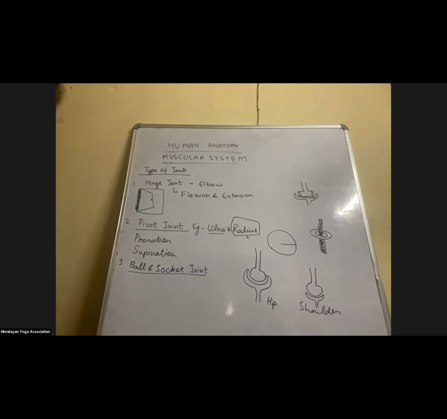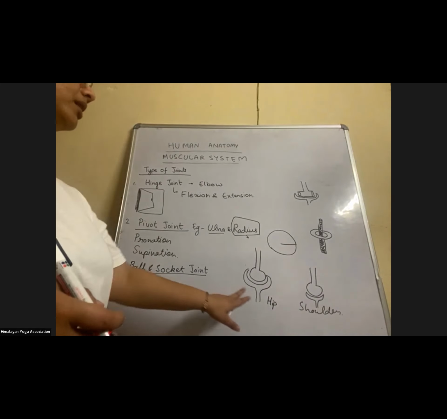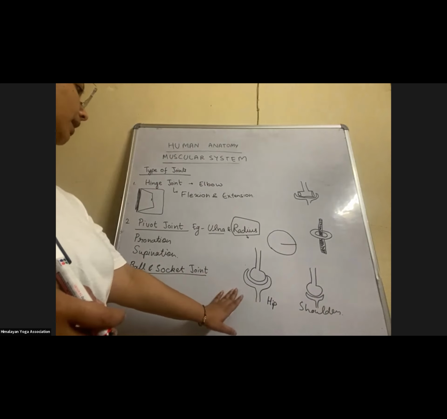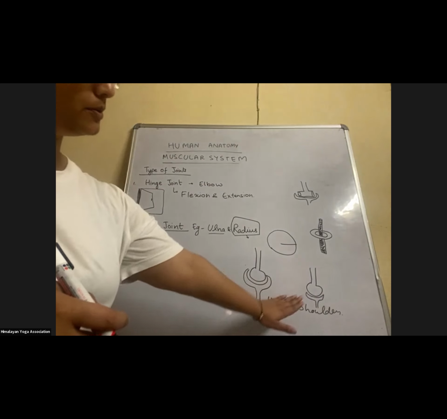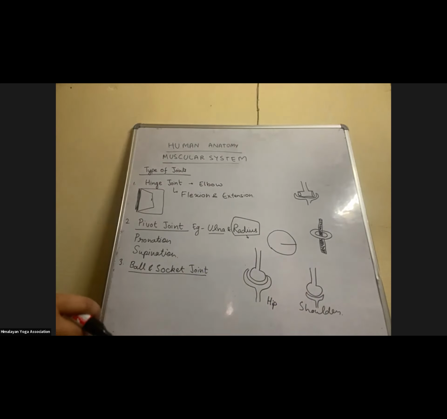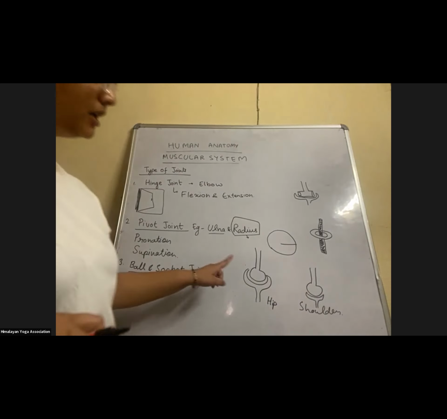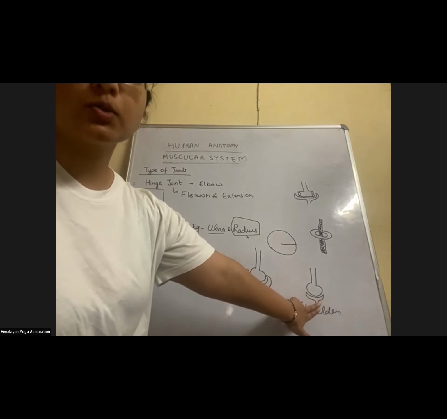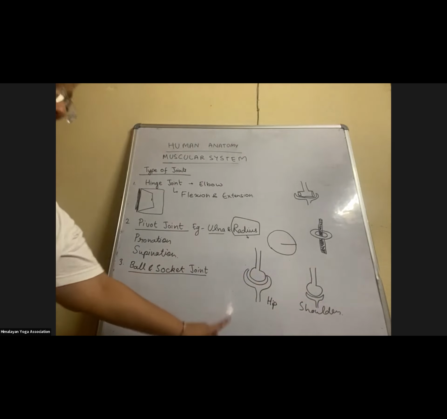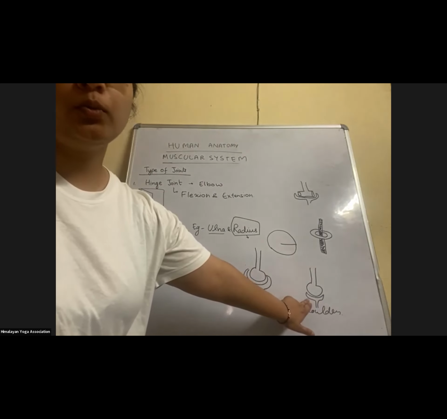Okay. So you see, both the hip and shoulder joints are ball and socket joints. Both of them, shoulder and hip, are ball and socket. But here you see there is a difference. The socket is bigger here and smaller here. Because of this change, it is able to move more.